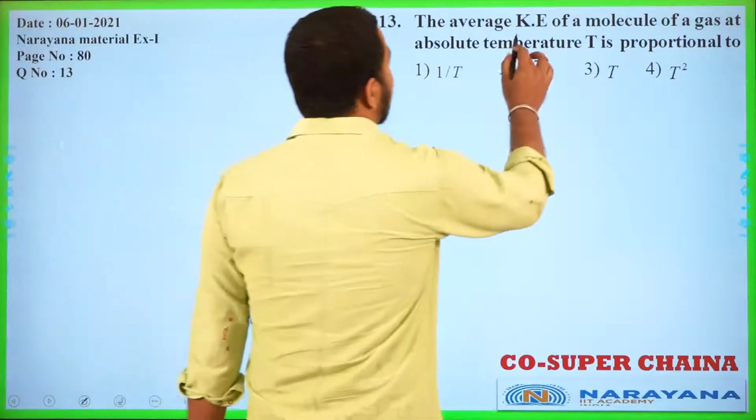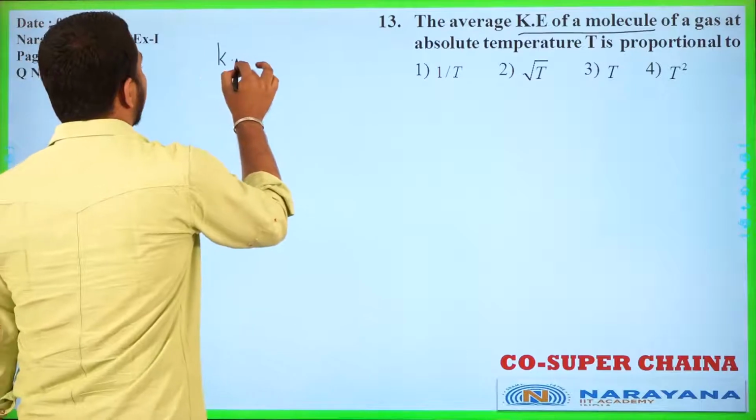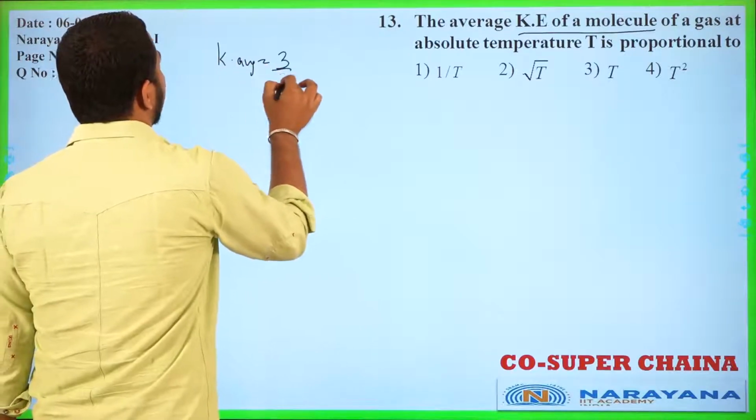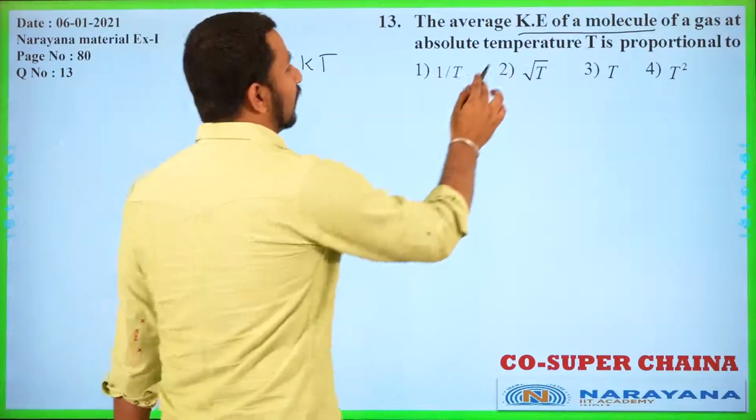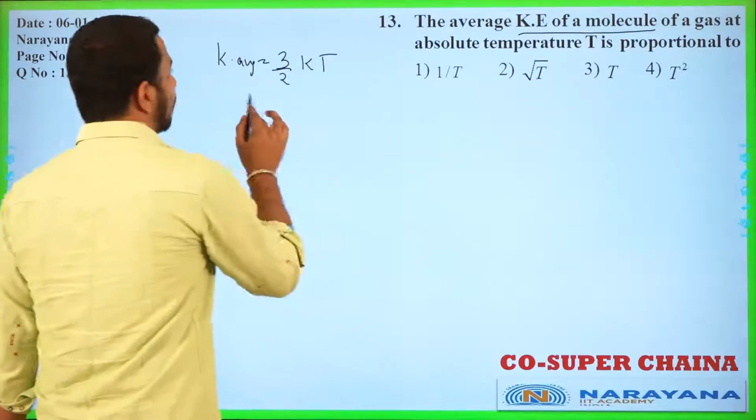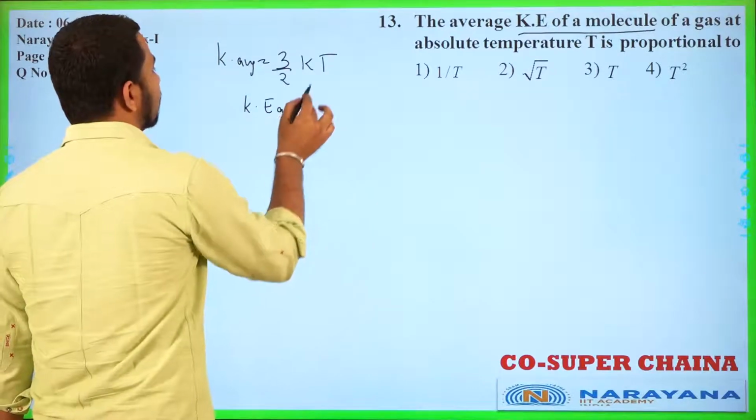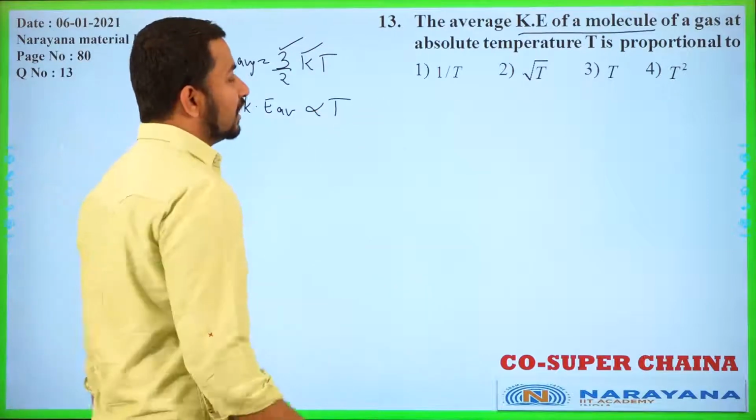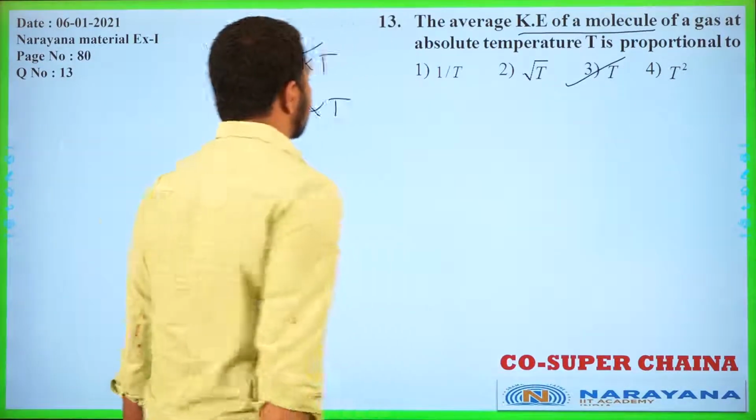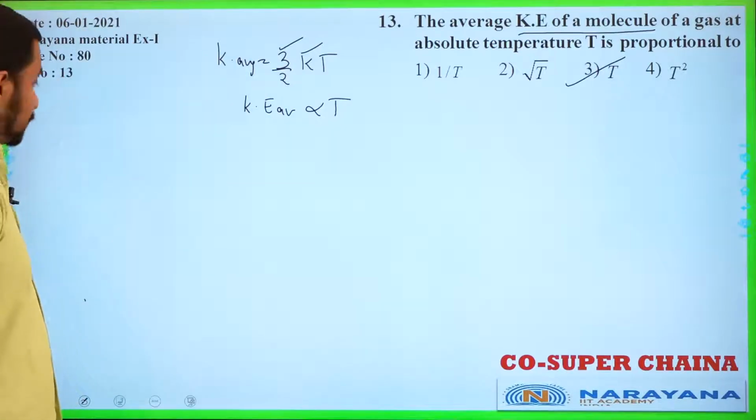The average kinetic energy of the gas molecules. We know the average kinetic energy will be 3 by 2 kT. So the average kinetic energy of the gas molecule is directly proportional to T, since the other terms are constant. That will be the answer of this question. Let's move to the next question, student.